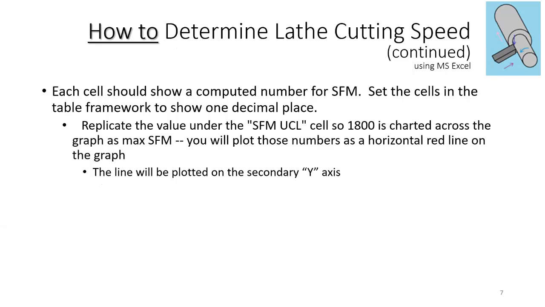So each cell, as I said, is going to compute the surface feet per minute given the radius, diameter, and the RPMs of the spindle. And we're going to chart that 1,800 to use as a visual upper line. At the point that I created this slide, I was perceiving we could put that on a secondary y-axis, but actually it can be on the primary axis, so we don't need to add that unless you want to put that on just so it stands out a little differently.